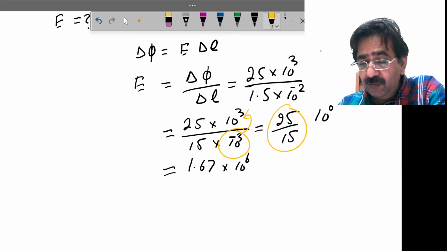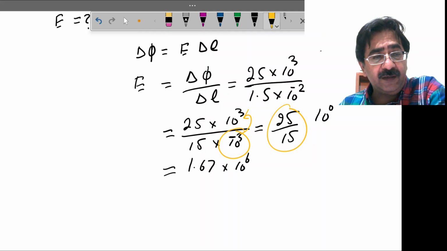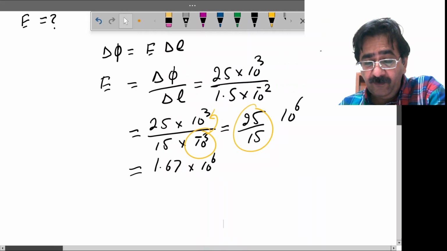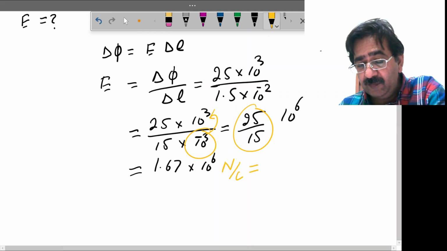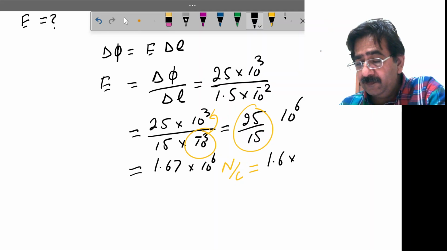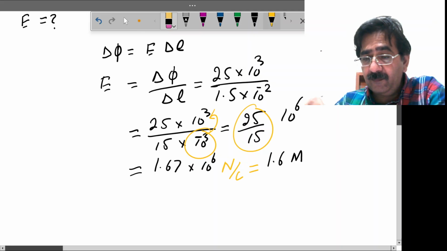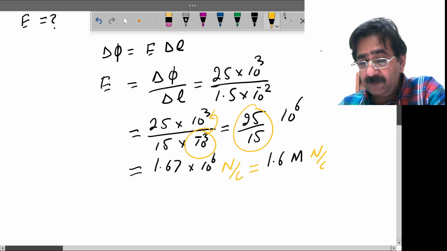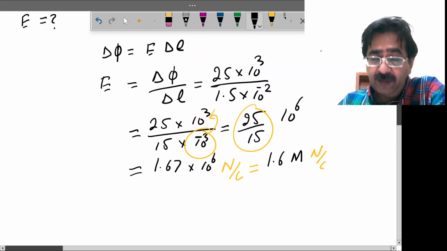So I may say that this is in newtons per coulomb, or you may say the answer is 1.67 × 10^6. So this will be the electric field.